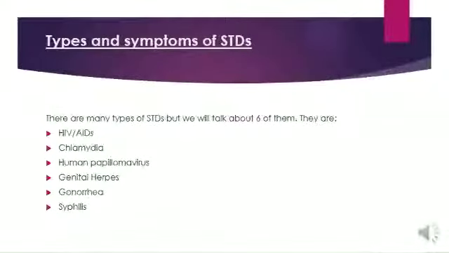Types and symptoms of sexually transmitted diseases. There are many types of sexually transmitted diseases, but in the course of this lecture, we'll be talking of only 6. We have HIV and AIDS, chlamydia, human papillomavirus, that's the HPV, genital herpes, gonorrhea, and syphilis.